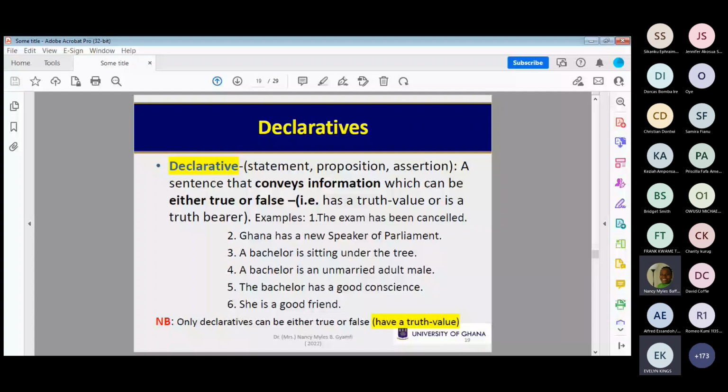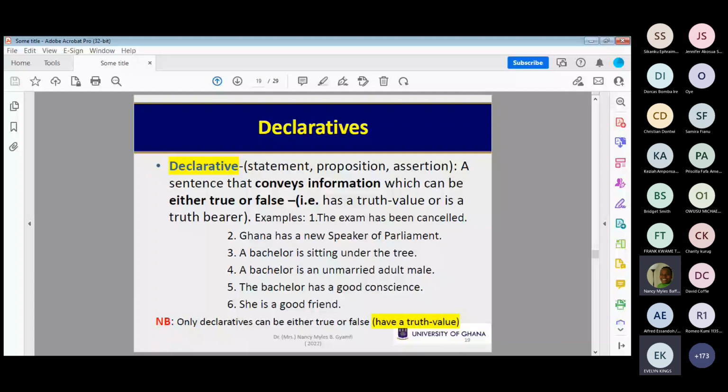Stand up, you don't say true to that. But if I say she's a good friend, that can be true or false. Today is Friday, that can be true or false. Ghana has a new speaker, that can be true or false. Nanado is the president of Ghana, that can be true or false. Currently, if I say Nanado is the president of Ghana, it is true by observation.